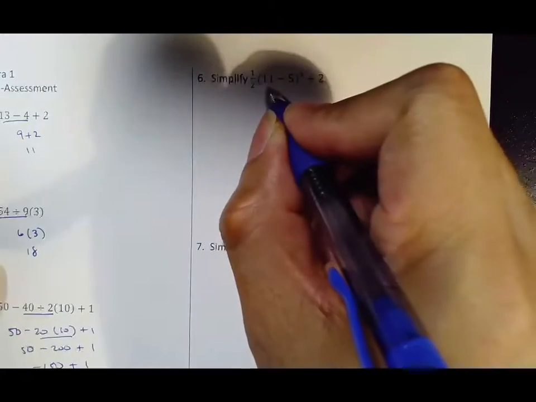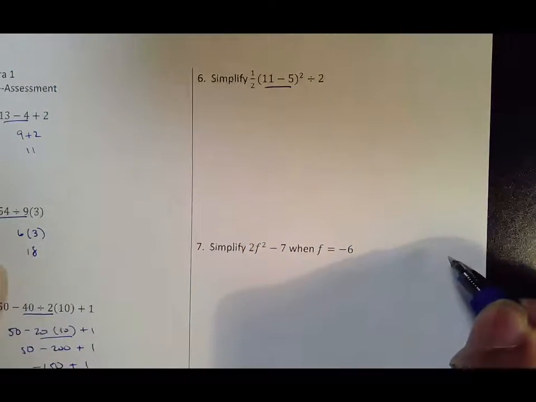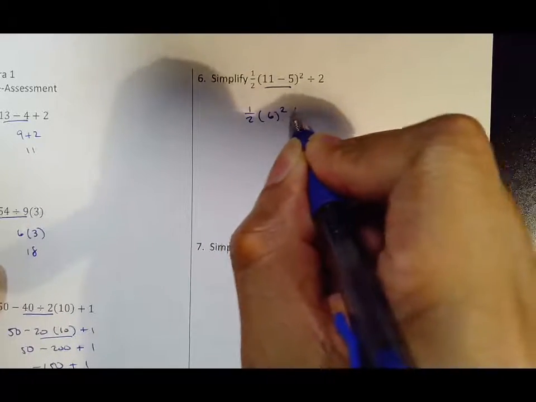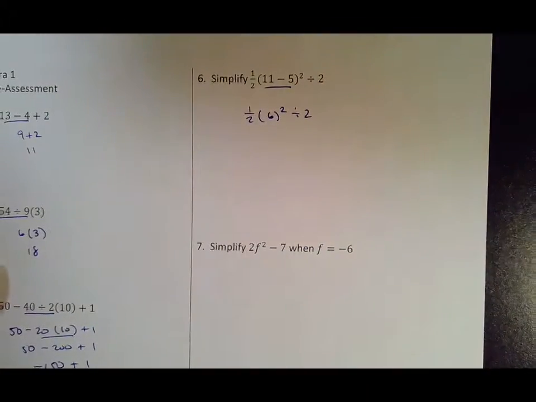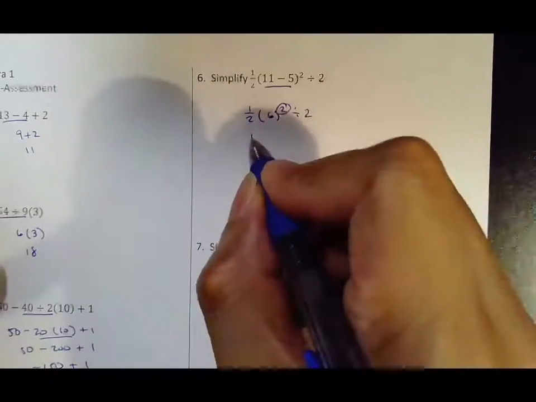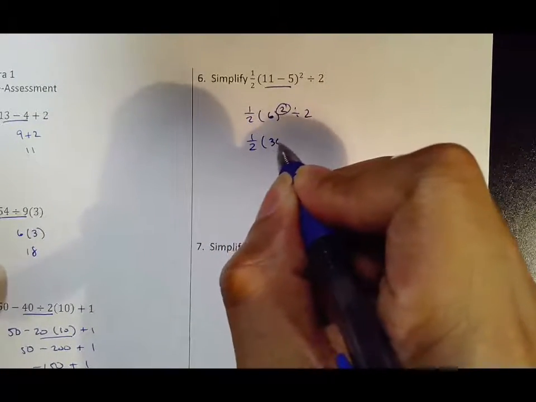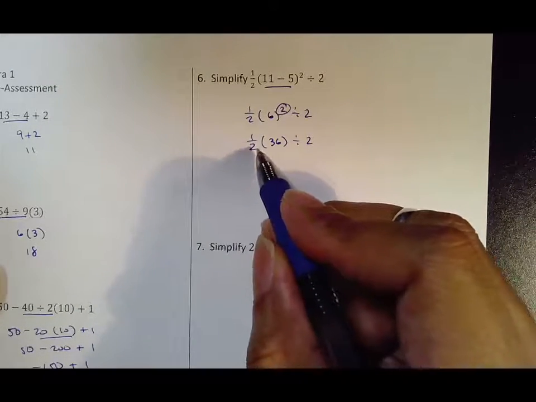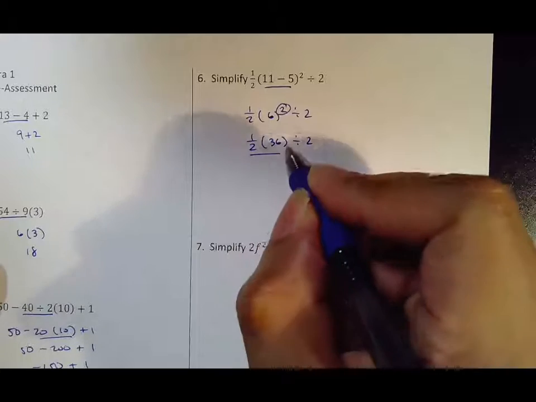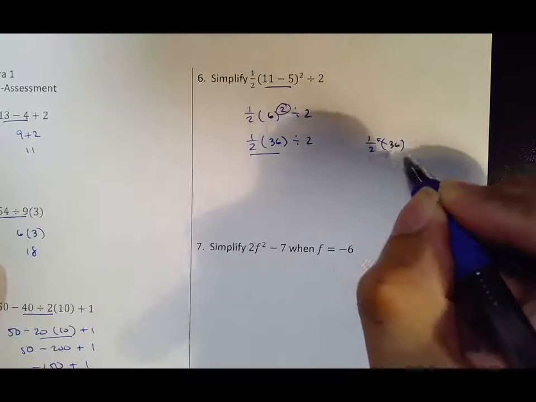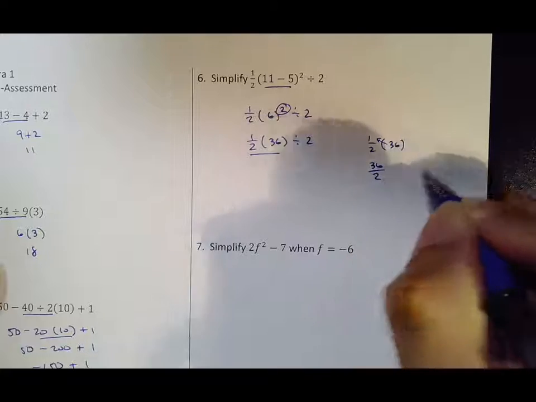Remember that the first thing we want to do is deal with the parentheses. So it'll be 1/2 times 6 squared divided by 2. The next thing we want to do is deal with the exponent. 6 squared is 36. Now that it's multiplication and division, we want to deal with whatever's in front. So 1/2 times 36. 36 goes up to the top, which is 36 over 2.